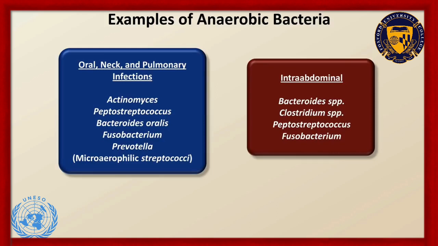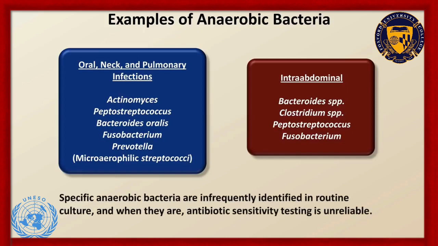The reason is simple. Specific anaerobic bacteria are infrequently identified in routine culture, and when they are, antibiotic sensitivity testing is unreliable. In other words, even when a good fluid or tissue sample is obtained in a patient with a clinically overt infection, the culture fails to grow the responsible anaerobic bacteria, and we are forced to treat empirically based on speculation that anaerobes are contributing to the process. As a consequence, knowledge of the individual species of anaerobic bacteria are not nearly as important as with aerobic bacteria.